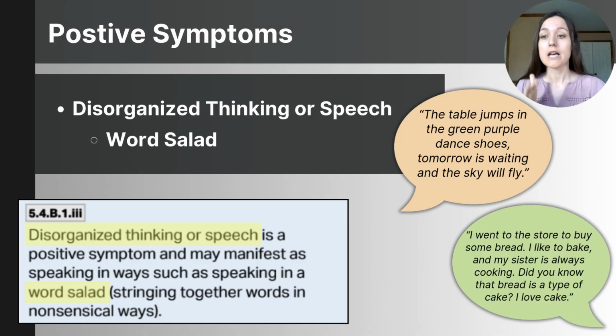That sentence says, "I went to the store to buy some bread. I like to bake, and my sister is always cooking. Did you know that bread is a type of cake? I love cake." In this example, the speaker moves from talking about bread and baking and then shifts to cakes, which doesn't necessarily make a clear connection, but it is somehow connected to an original idea. And so this is what is called loose associations.